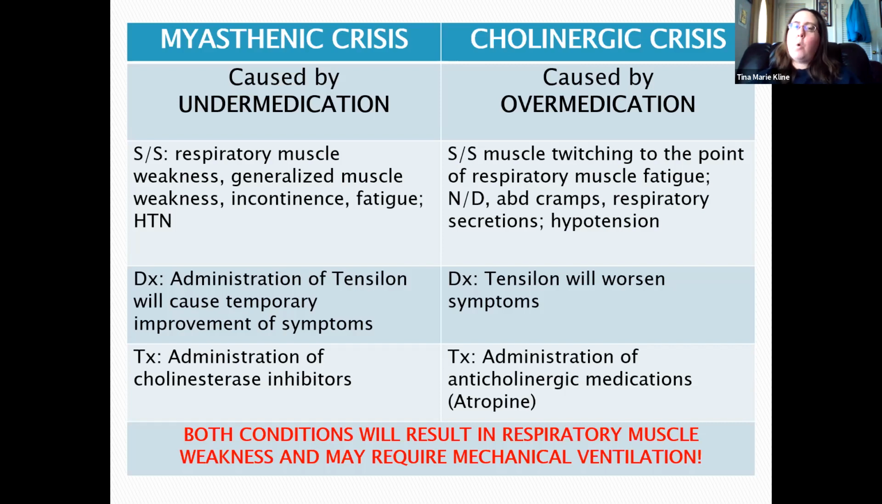The way you can very quickly identify this is they can do a tensilon test. They'll give a small dose of tensilon and their symptoms will improve. Okay, we know what's going on. Now we're going to go ahead and treat them with the cholinesterase inhibitors. They need a higher dose. Okay. Basically get them up to where they need to be.